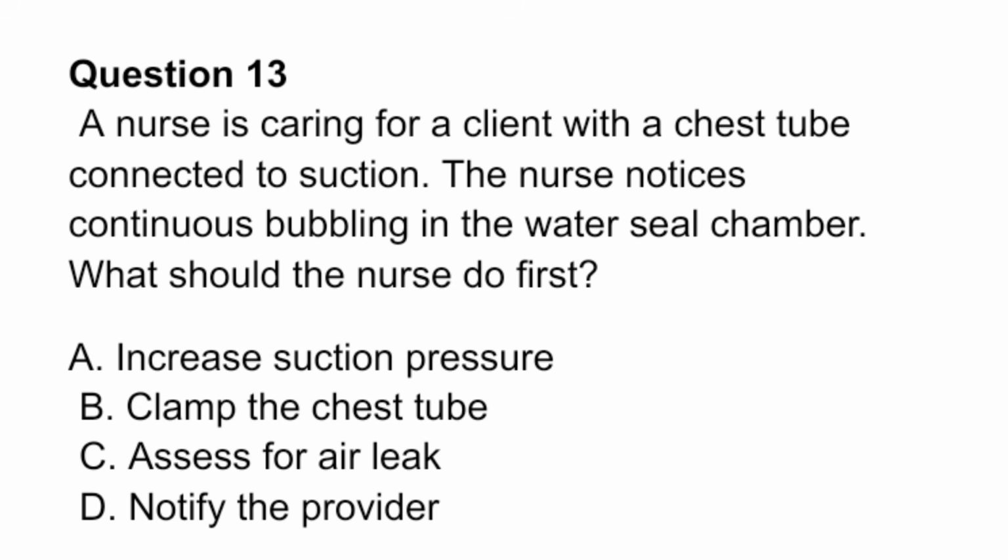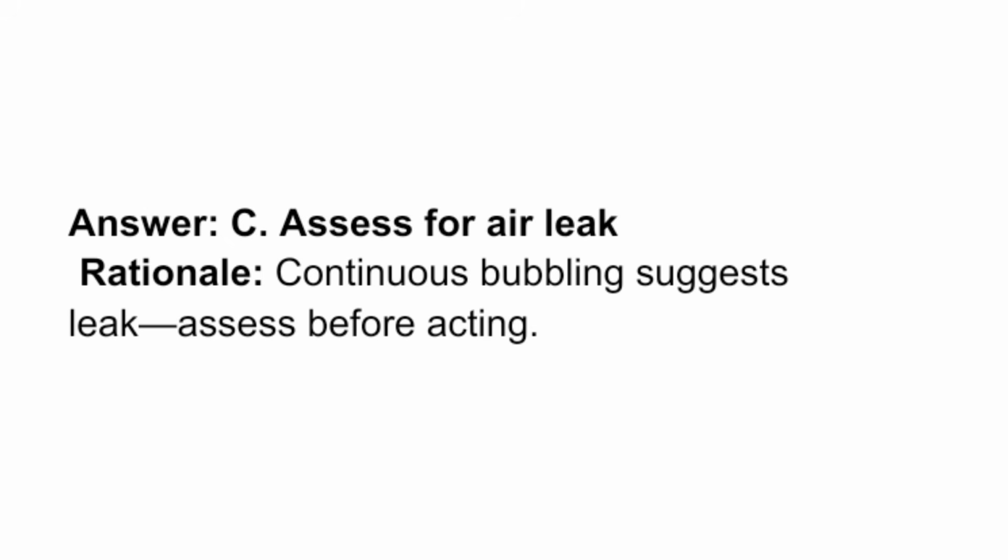Question 13. A nurse is caring for a client with a chest tube connected to suction. The nurse notices continuous bubbling in the water seal chamber. What should the nurse do first? A. Increase suction pressure. B. Clamp the chest tube. C. Assess for air leak. D. Notify the provider. Answer: C. Assess for air leak. Rationale: continuous bubbling suggests leak, assess before acting.